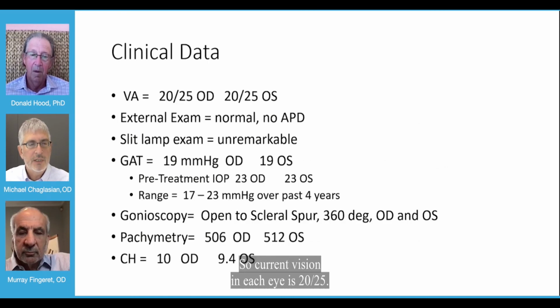So current vision in each eye is 20/25. The external exam is normal. There's no afferent pupillary defect. The slit lamp exam is unremarkable. The current pressures are 19 in the right eye and 19 in the left eye.